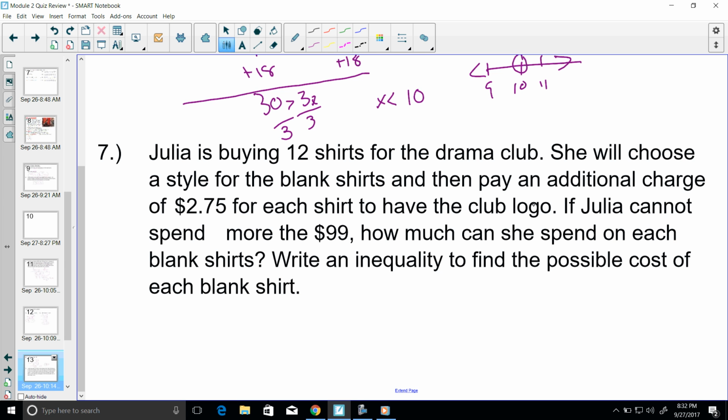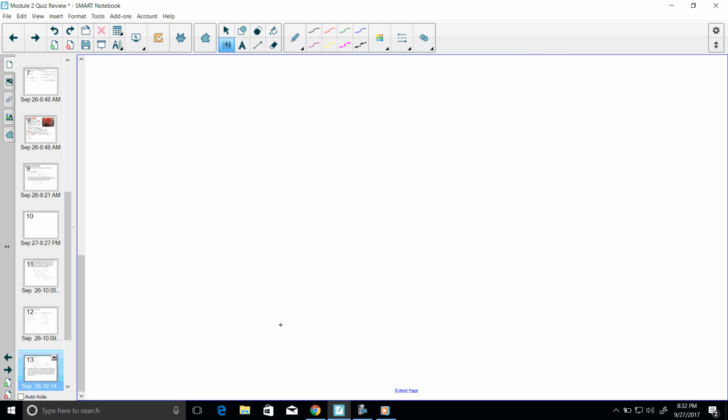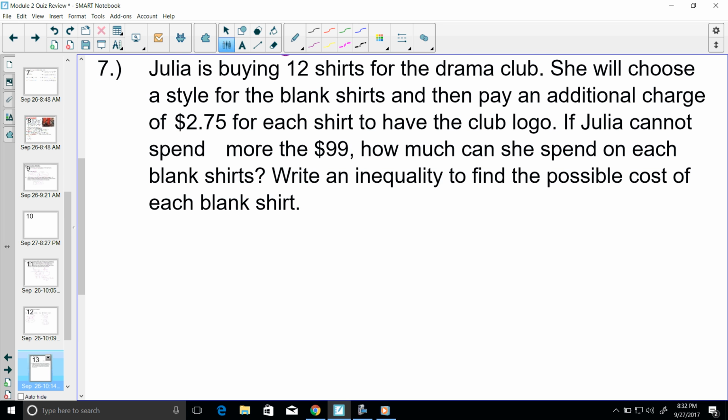I'm going to extend this a little bit, give more space. All right, so Julia is buying 12 shirts for the drama club. She will choose a style for the blank shirts and then pay an additional charge of $2.75 per shirt for the club logo. If Julia cannot spend more than $99, how much can she spend on each of the blank shirts? Write an inequality to find the possible shirt cost.